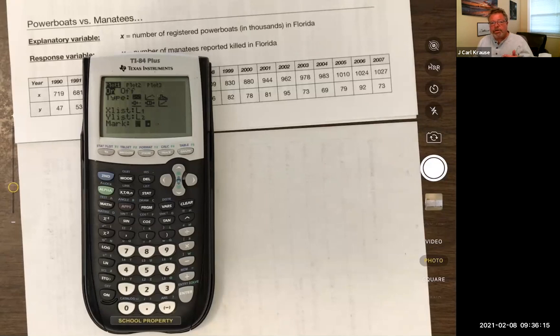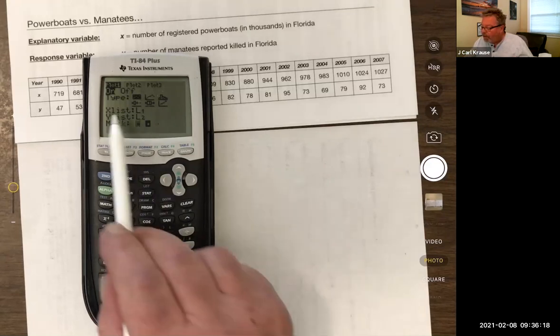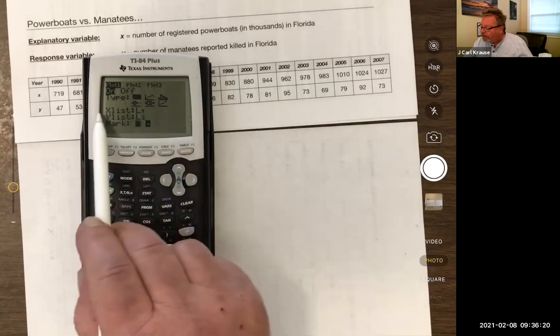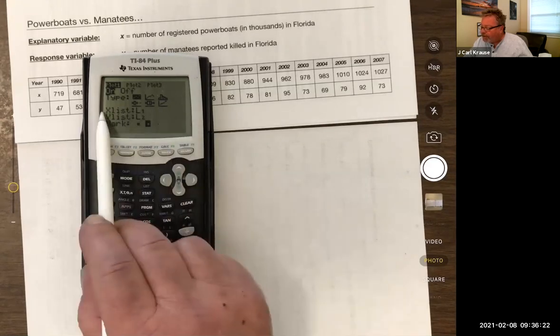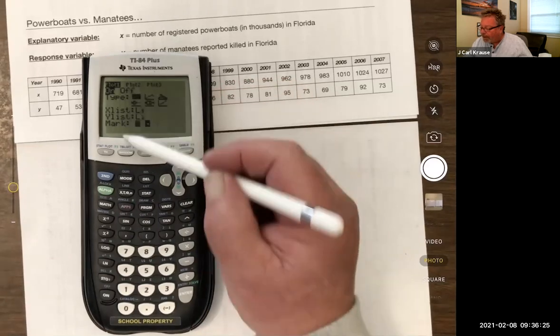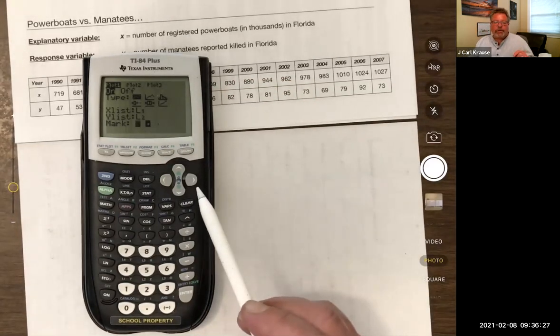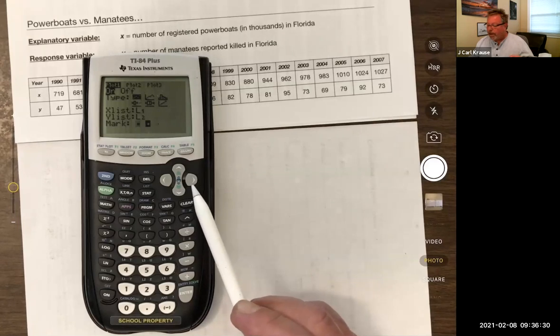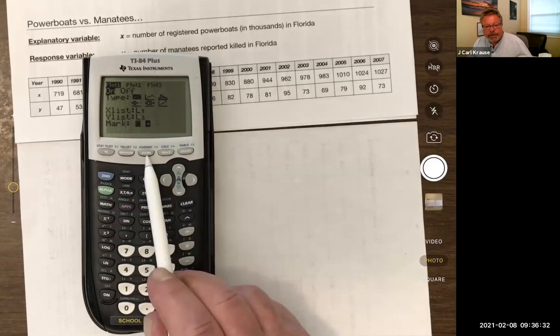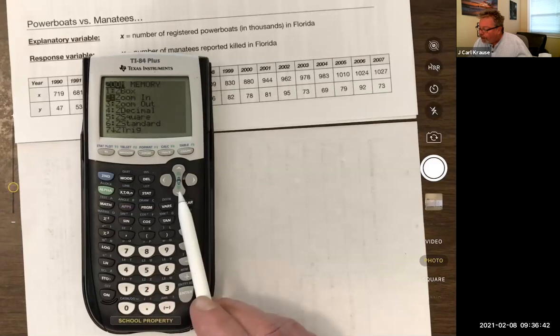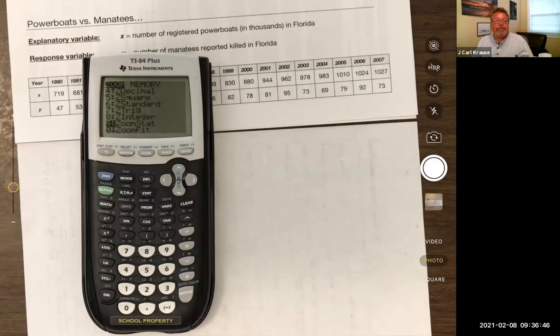The next thing I need to do is to set up my window boundaries, because left and right is going to be the x-axis, up and down is going to be the y-axis. And watch carefully, there's a really slick way to do this. It's up here in this very top row of buttons, there's a button labeled zoom. If you press the zoom button, and then you come down to option number 9, I believe. Yes. Option number 9 is something called zoom stat.